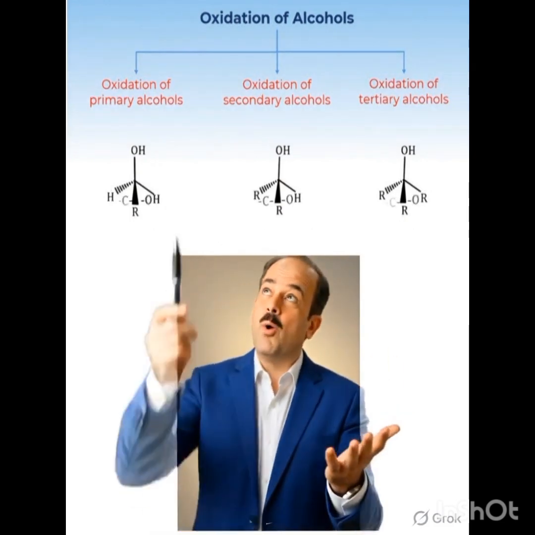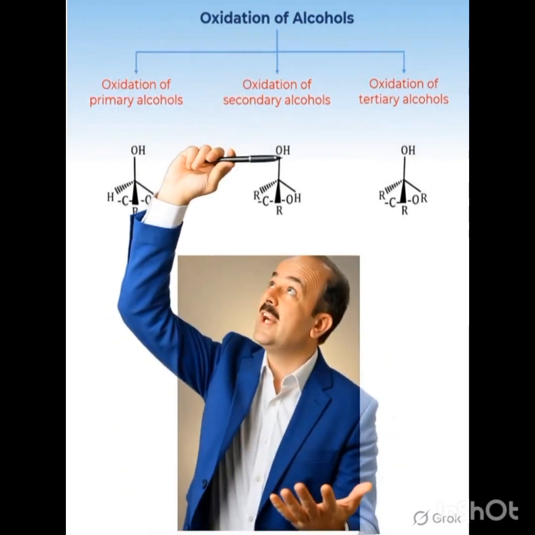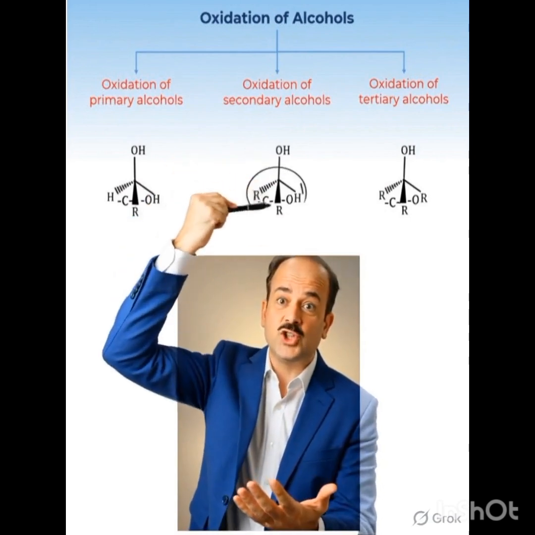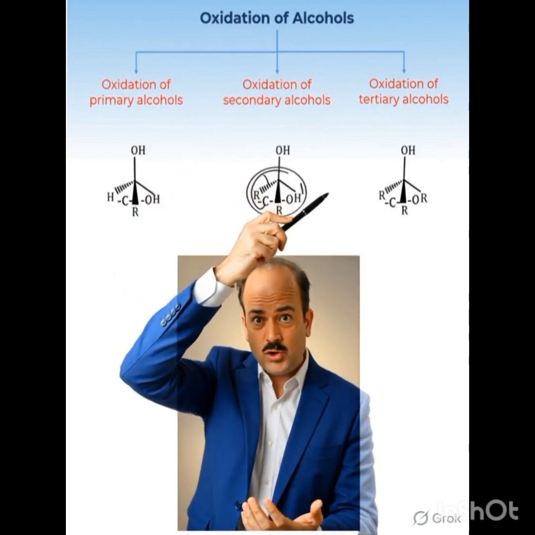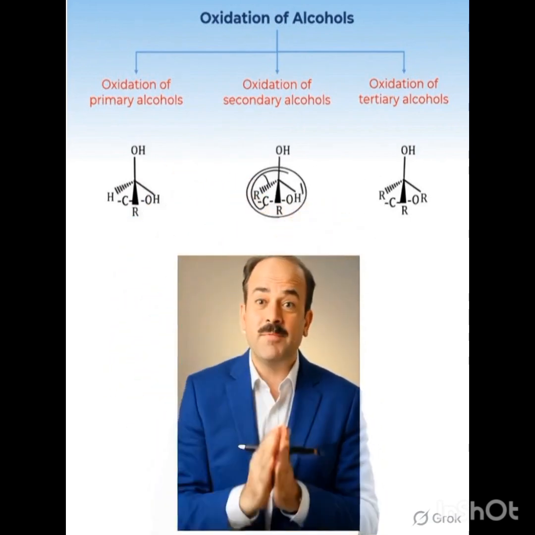Today, we will learn about the oxidation of alcohols. Look at the diagram. We have primary, secondary and tertiary alcohols. For primary alcohols, the carbon has 1 R group and 2 hydrogens.